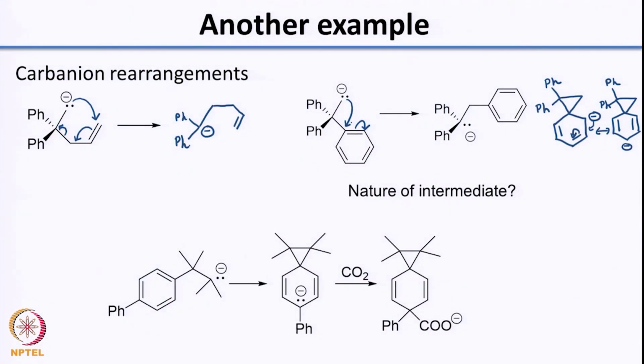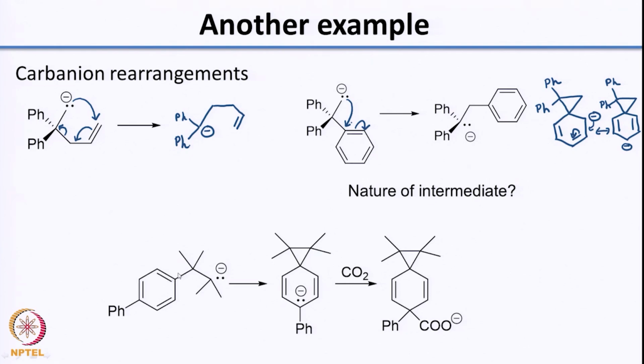As I told you, all of these happen because there is some driving force for it to take place. So a very clever design here is where, instead of having 3 phenyl rings, you have a methyl group. So you have 2 methyl groups and then you have an aromatic ring, and in the aromatic ring you have a phenyl group at the 4 position with respect to this substituent. So now this is very interesting.